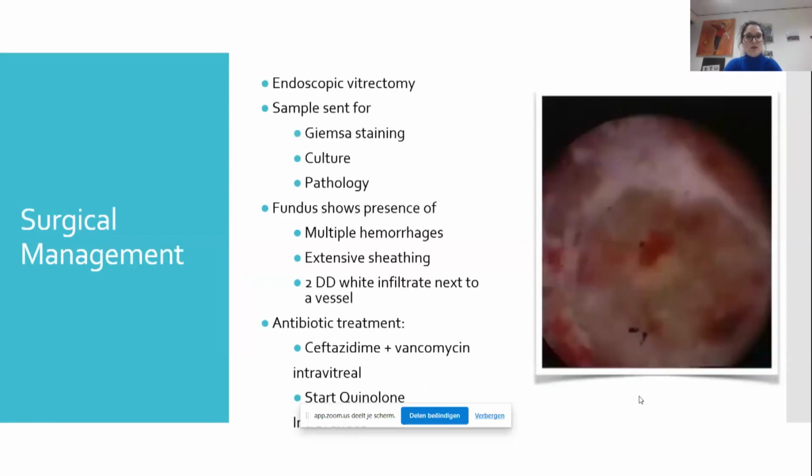So a diagnostic vitrectomy was performed, and the samples that were collected were used for Giemsa staining, cultures, and also sent to pathology. The fundus during operation showed multiple hemorrhages, extensive sheathing, and a 2 disc diameter white infiltrate next to a vessel.